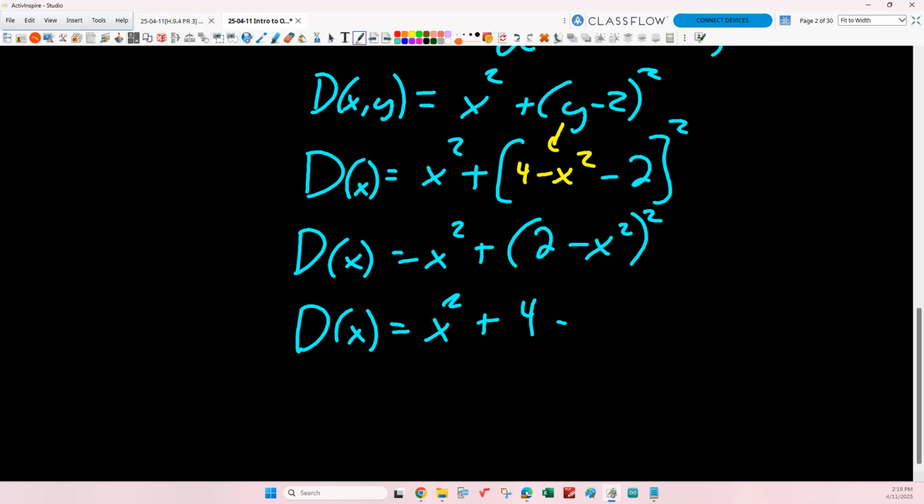Well, minus 4x squared plus x to the fourth. Everybody see how we got that? a squared plus 2 times a times b, that's 2 times 2 times negative x squared, plus negative x squared, squared, is positive x to the fourth, right? Good? Okay, and then we can combine like terms, and we've got our function.